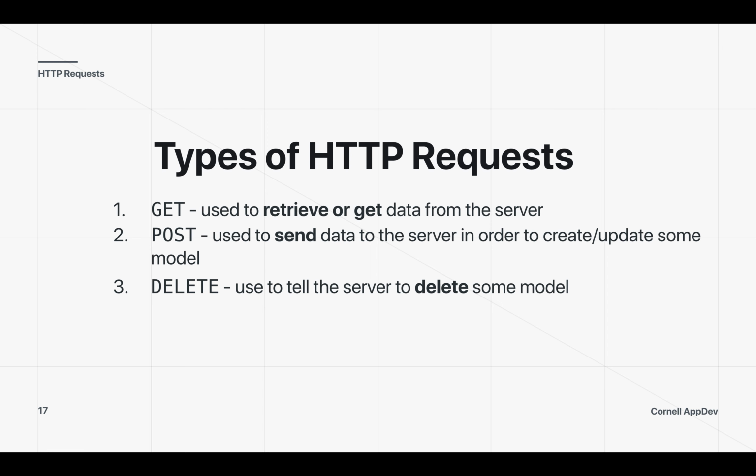A POST request is used to send data to the server in order to update or create some model in the database. So if a user created a new Facebook post, we would send that over to the server using a POST request. And then the third type is a DELETE request, and this is used to tell the server to delete some models. So if a user deleted a Facebook post, we would communicate this to the server using a DELETE request.